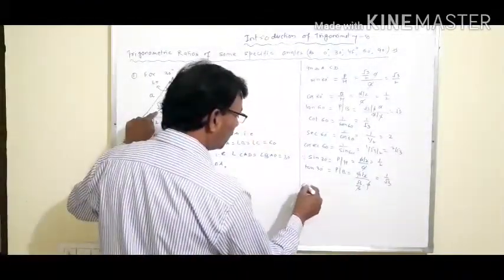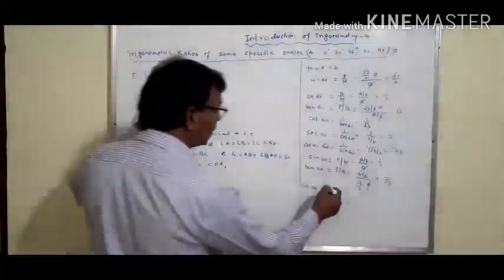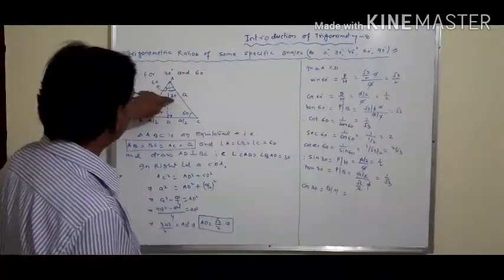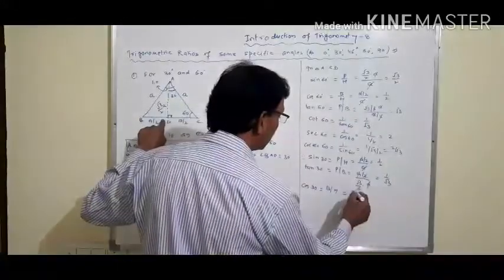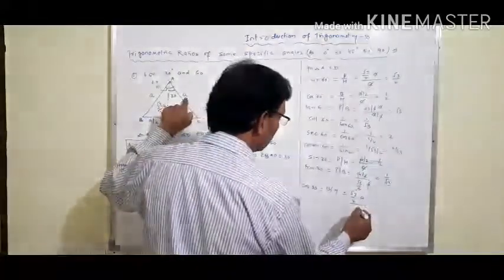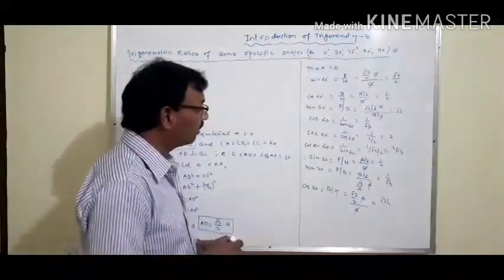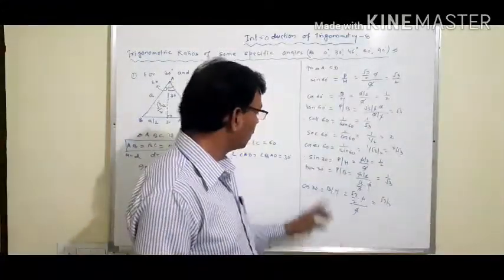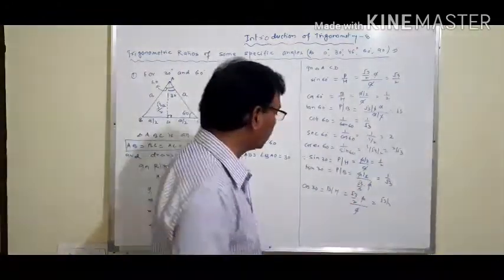And cos of 30 equals base upon hypotenuse. For 30 degree, AD will be base. AD means root 3 by 2 into A, upon hypotenuse, which is A. This and this will be cancelled, giving root 3 by 2. That means we have found sine 30 equals 1 by 2, tan 30 equals 1 by root 3 and cos 30 equals root 3 by 2.